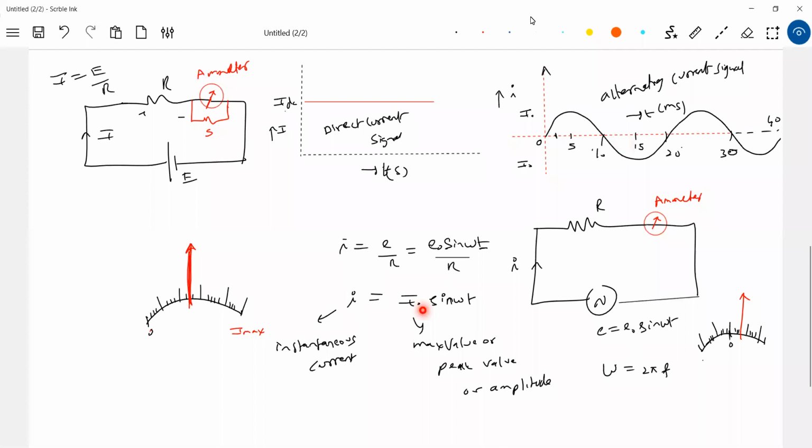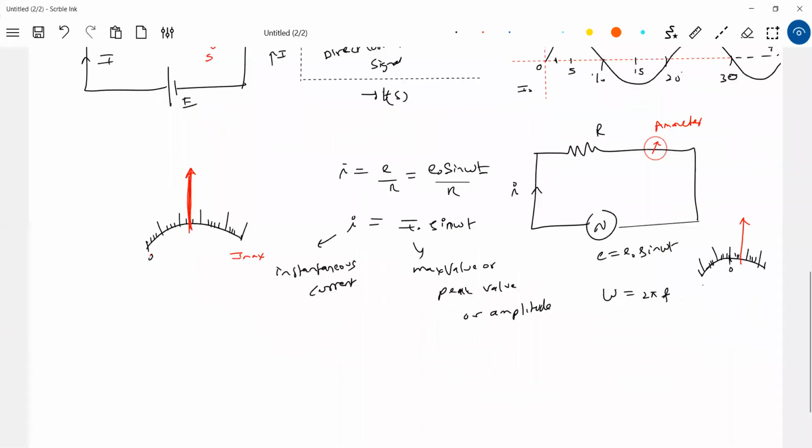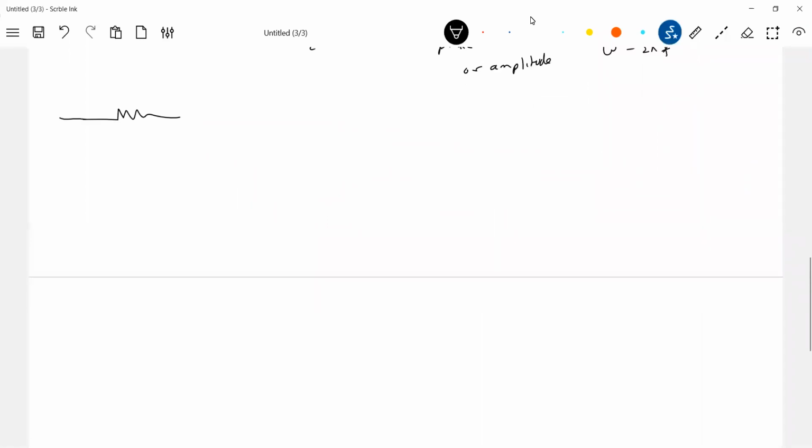We know that if a current flows through a resistor, there must be heat generated. So then I will design equipment where the deflection will be proportional to the heat generated. For that purpose, I will take two circuits here. So this is the alternating current source, where a current will flow.